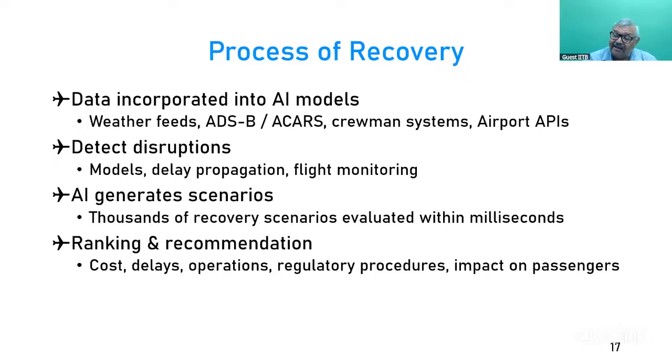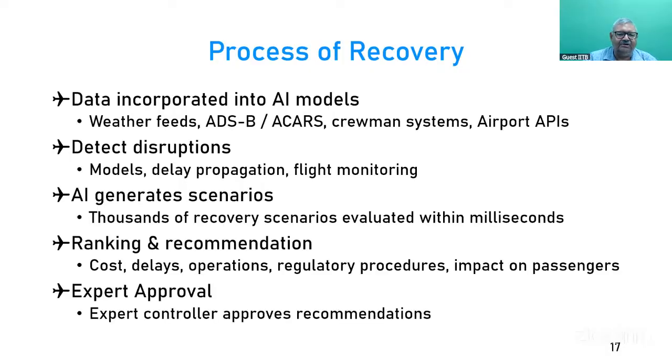Then they could also rank them. You can ask AI, please rank the options in terms of cost, rank them in terms of delay, rank them in terms of operational issues, the impact on passengers. And you can also do multiple ranking. You can say 50% weightage to cost and 50% to the impact on passengers. It will work out and tell you, if you have this kind of objective, this is the best way to do it. This kind of thing is very difficult to do manually, and experts are not able to do this.